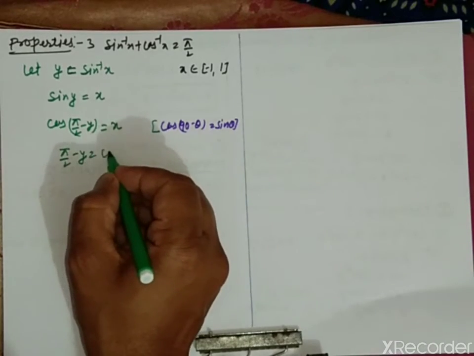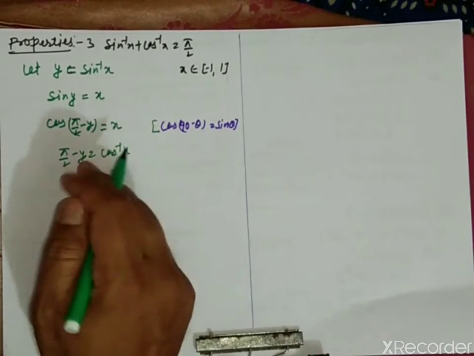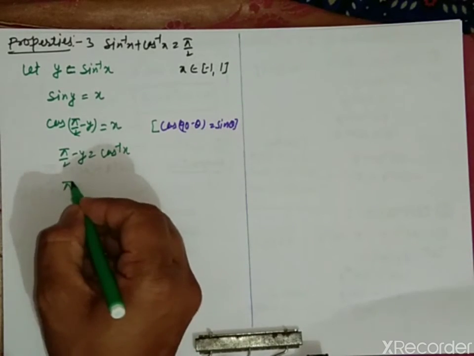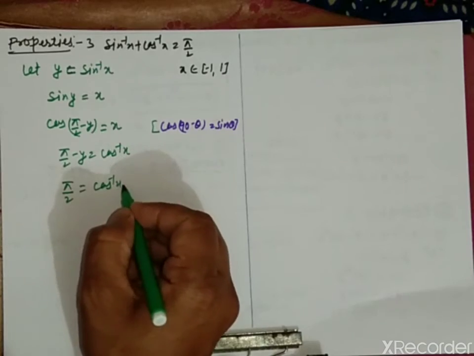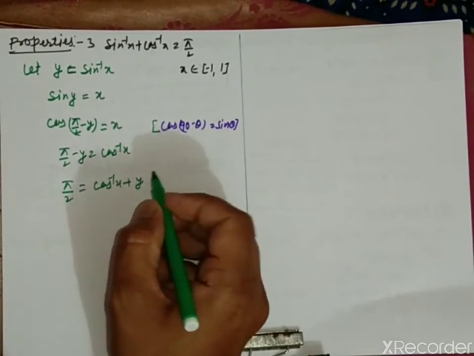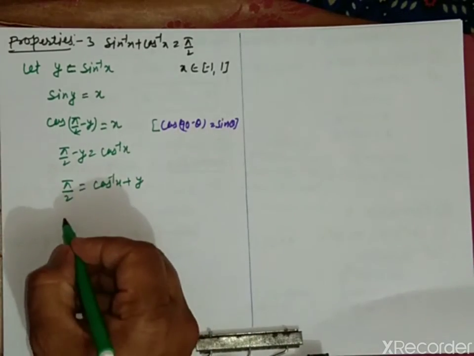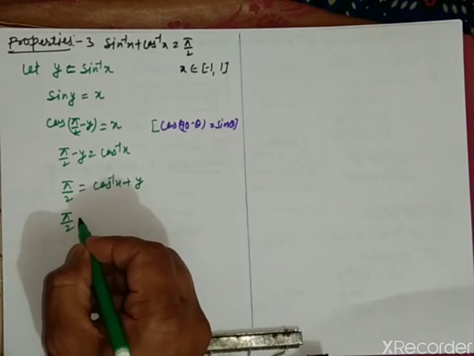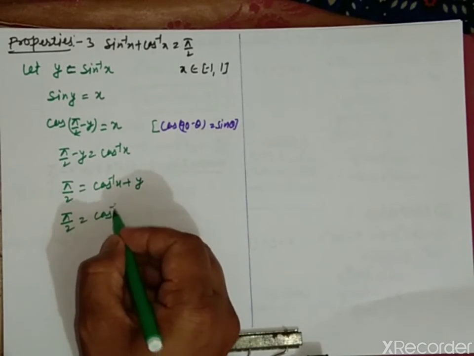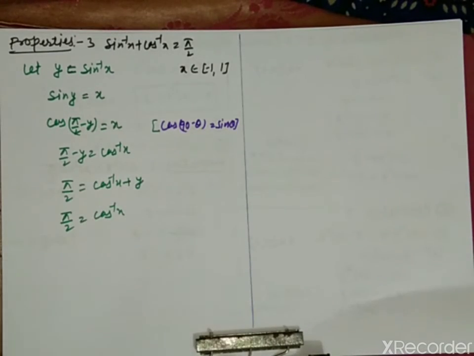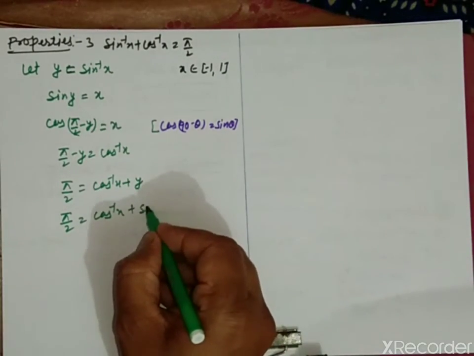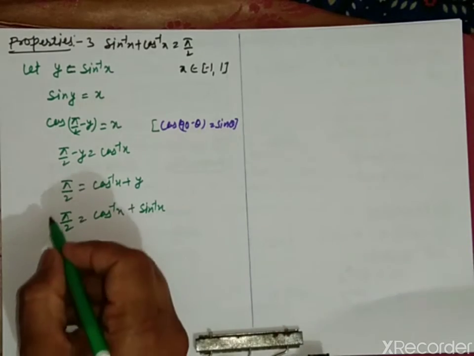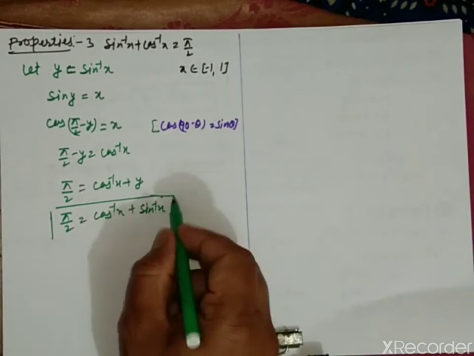Clear? So it can be written as pi by 2 minus y is equal to cos inverse x. Y is shifted over there. So pi by 2 is equal to cos inverse x plus y, and y we know is sin inverse x. Pi by 2 is equal to cos inverse x plus sin inverse x. Clear? Now we have proved this clearly.